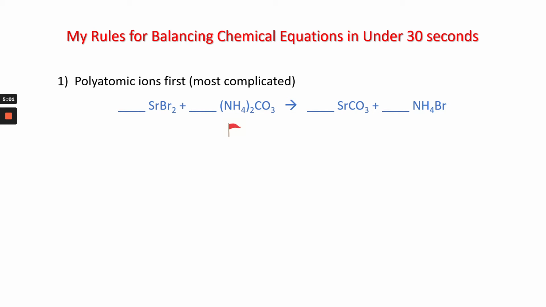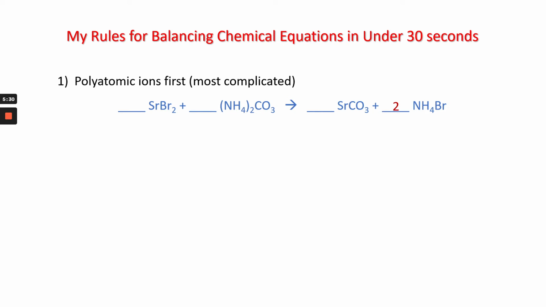So it's important to understand that this subscript 2 right here is for whatever's immediately preceding it, which in this case are the parentheses. So there's two NH4s. Well, when I look over on the product side, I see only one NH4. So I'm going to put a coefficient 2 there, and that is going to take care of the ammonium. Now I have two NH4s on the product side, two NH4s on the reactant side.